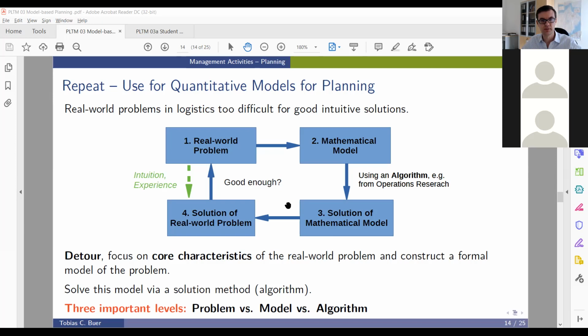Okay, very fine. And the last thing on this slide is that you should keep in mind the difference between the problem, the model for this problem, and the solution method or algorithm to solve the model. So the algorithm solves the model, and the model is a representation of the problem. But for one problem, there might be many different models, and for each model, there might be different algorithms that are able to solve this model.